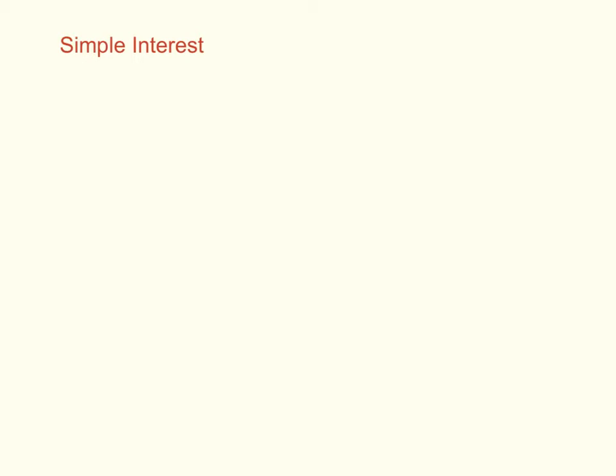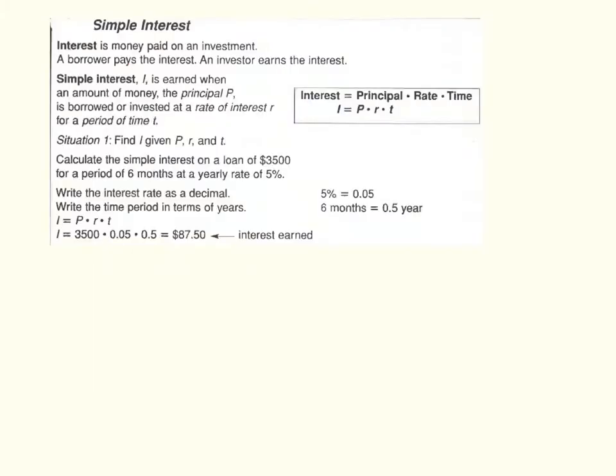This doesn't mean that it's simple to do, it just means simple as opposed to compound interest. But I think you will find that it's straightforward if you follow along. So interest is money paid on an investment. Like when you put money into the bank, they will pay you a little bit of interest. Or if you lend money to somebody, then they should pay you interest on that money.